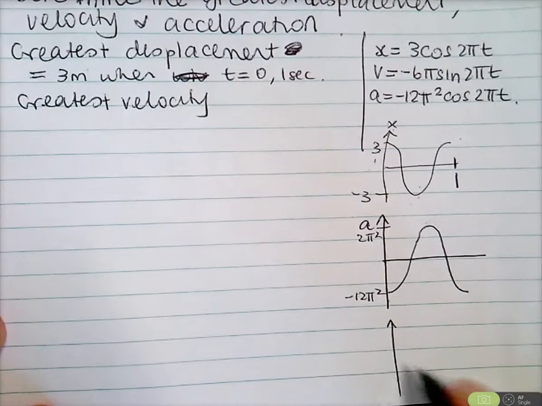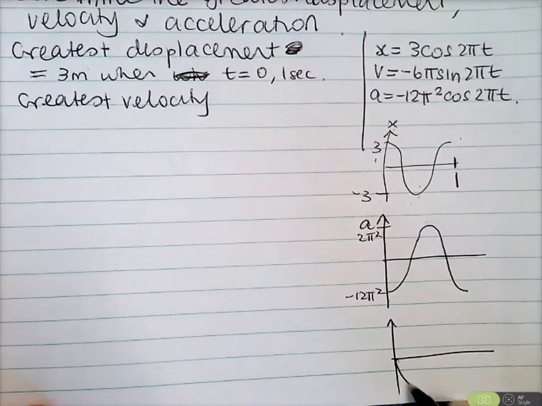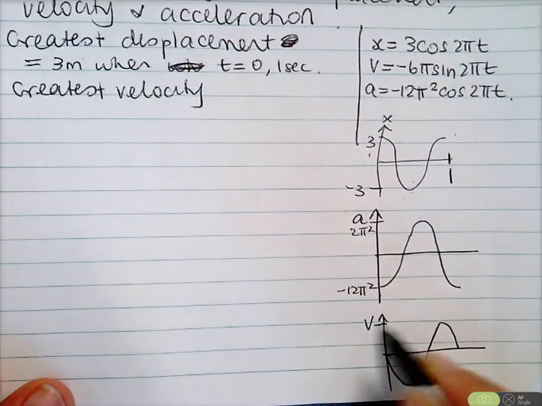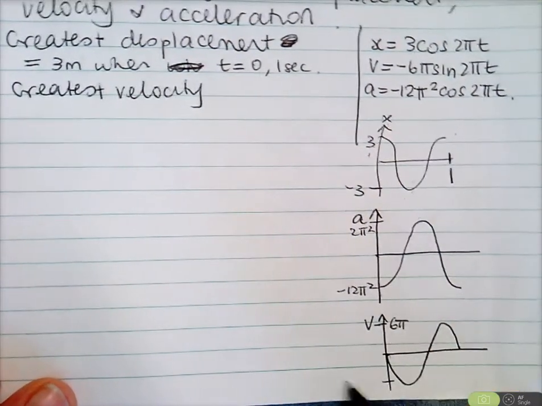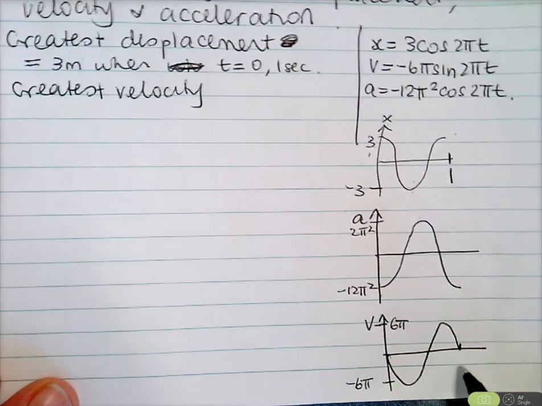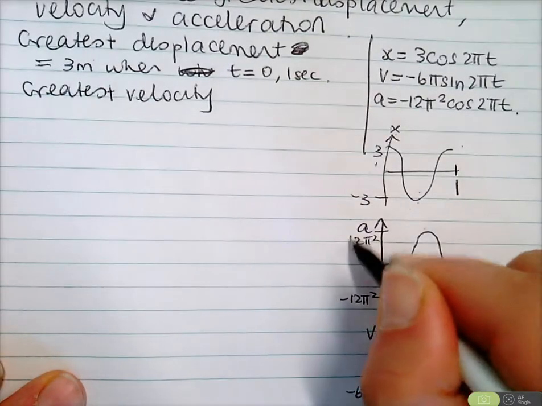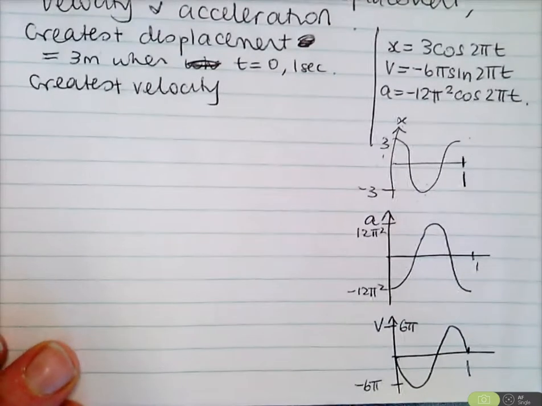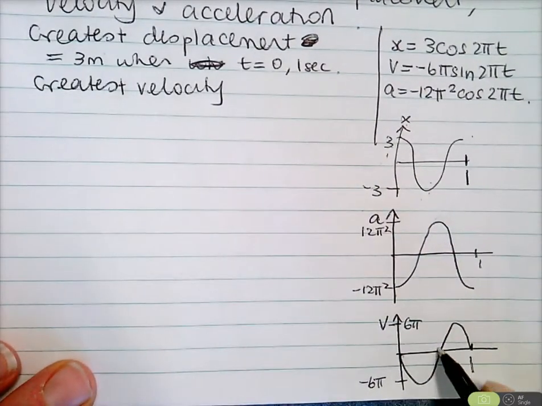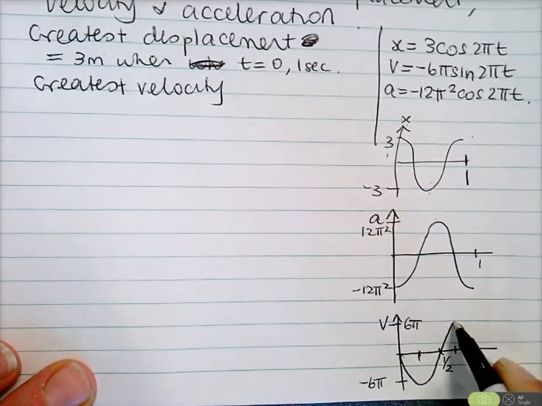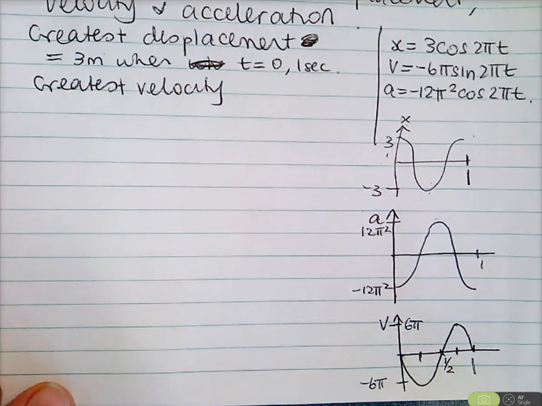I'll draw the velocity one down here. Velocity is the negative sine one like that. Okay? Velocity. Good. What do we got? 6 pi, minus 6 pi. Huh? 1. Okay, 1. So there's the velocity curve down the bottom. Greatest velocity is when? If that's 1, that's a half. What do you think that one is at? Time what? Yeah, so greatest velocity.